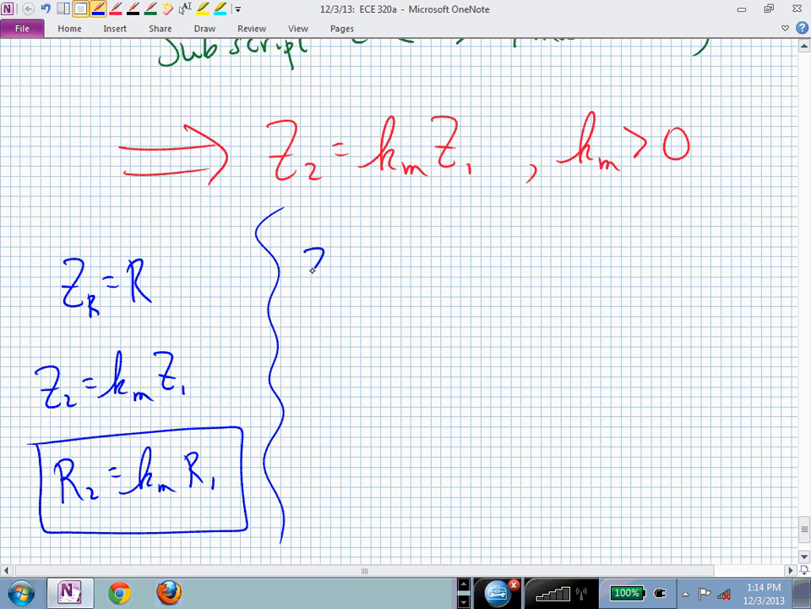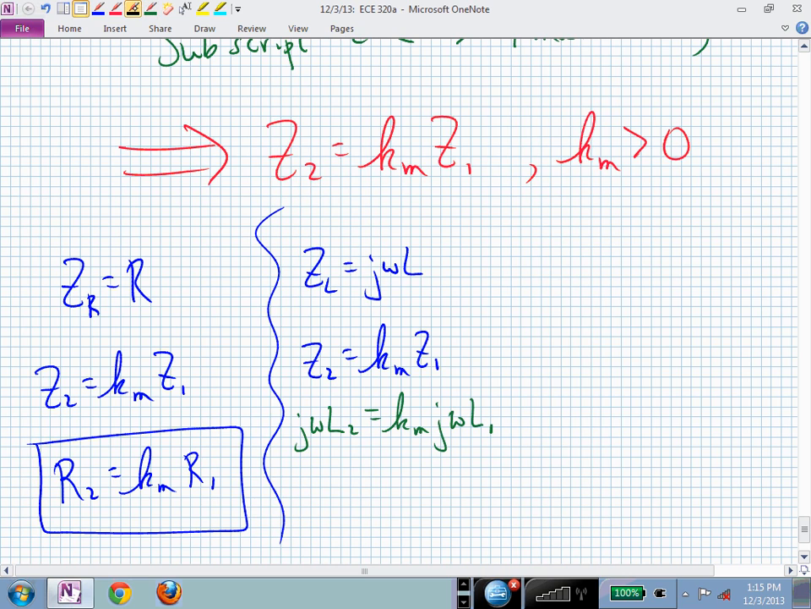What about the inductor? The impedance of an inductor is j omega L in the frequency response relationship, not the s. We need to be looking at frequency response, or j omega. So now I want Z sub 2 to equal k sub m Z sub 1. Well, if Z_L is j omega L, Z sub 2 is j omega L sub 2, and that better be equal to k sub m times j omega L sub 1.